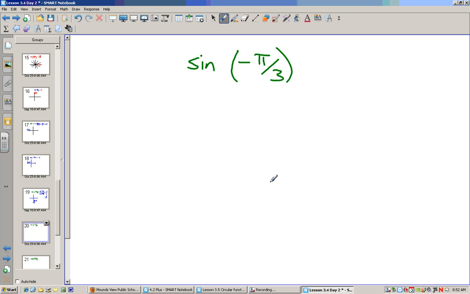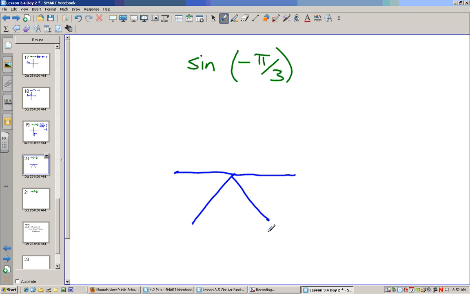Sine of negative pi over 3. Negative pi over 3, we divide this into 3 sections. This is the first one going in this direction. So this is going to be 60. This is going to be negative root 3 over 2. So negative root 3 over 2 is our answer.